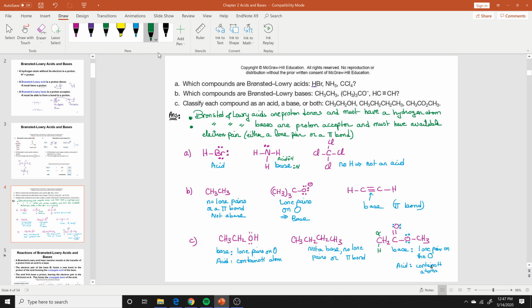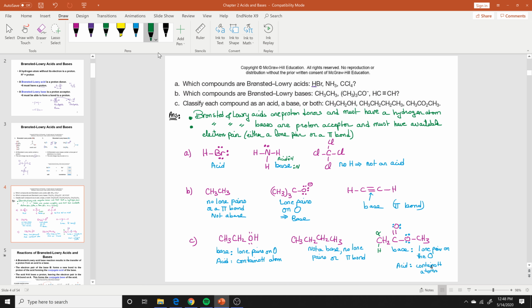You see lone pairs around the oxygen. Oxygen has a negative formal charge. This is a very strong base. From the lone pairs, it is a base. It is not an acid. Neither one of these hydrogens is an acid because all of them are connected to carbons. This one over here is a basic site because it does have a pi bond.